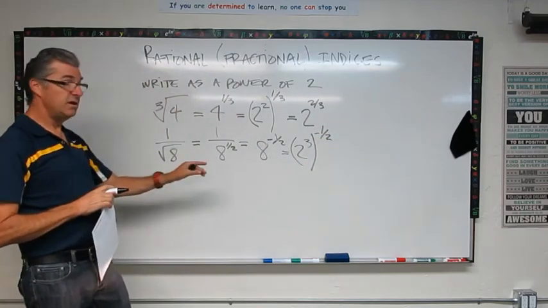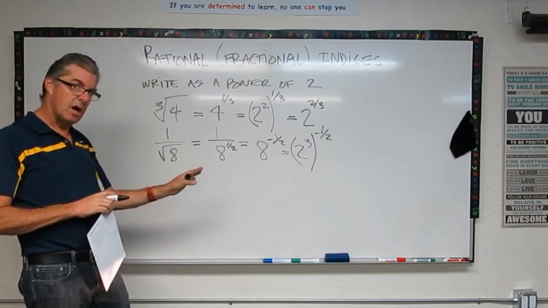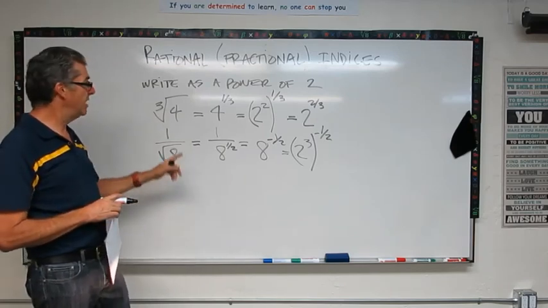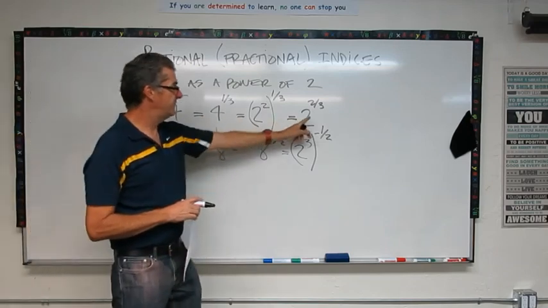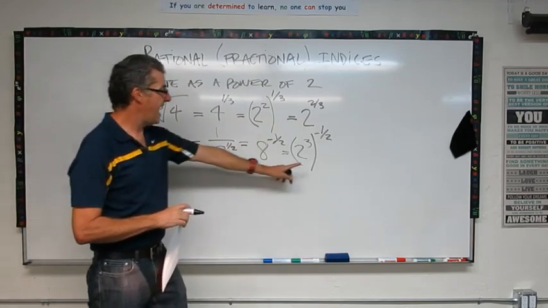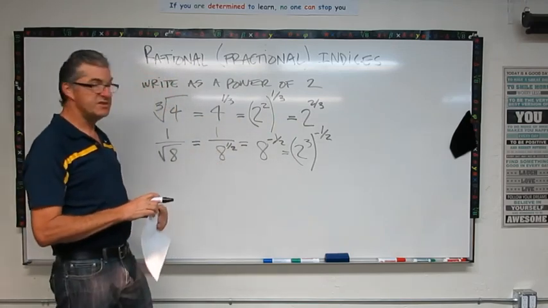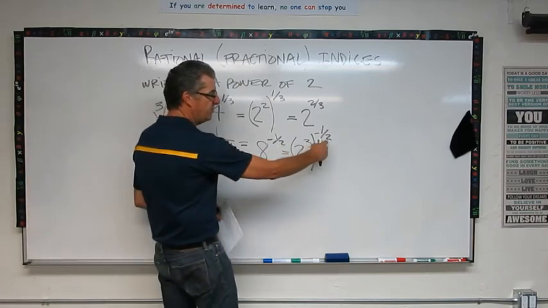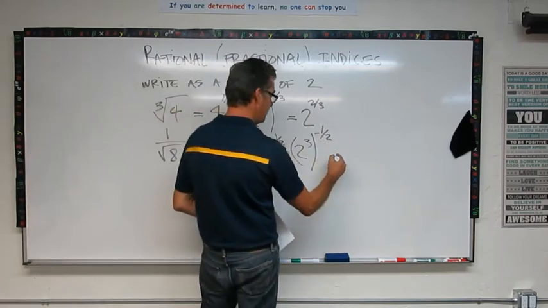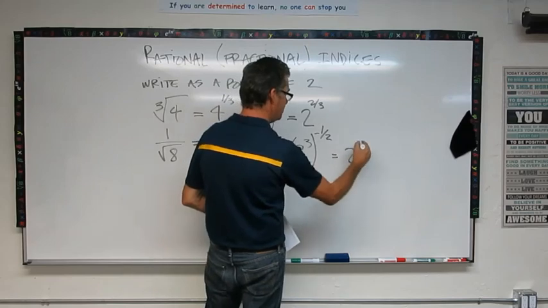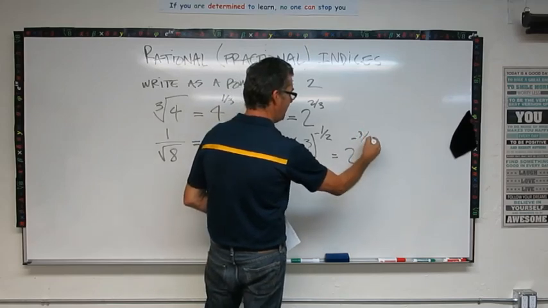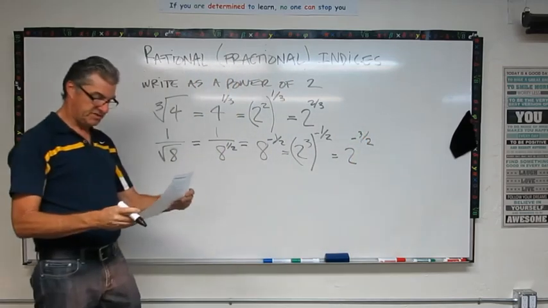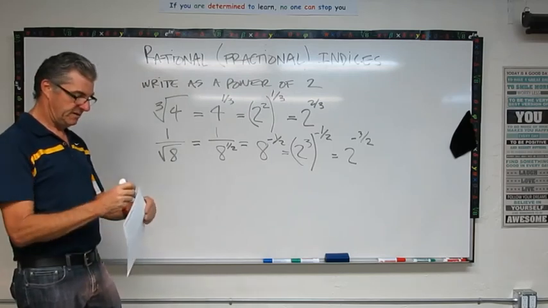Lots of steps here. Each step isn't super complicated. There's not a lot going on. But you can see up in this problem, it took us 4 steps. This one we're already at 4. Now we have one more step. Remember, raising a power to a power is multiplying. So here we get 2 to the minus 3/2 power. And that would be our solution. Okay.